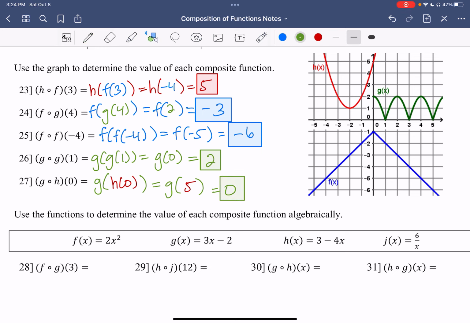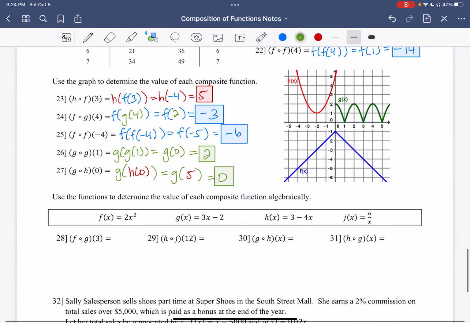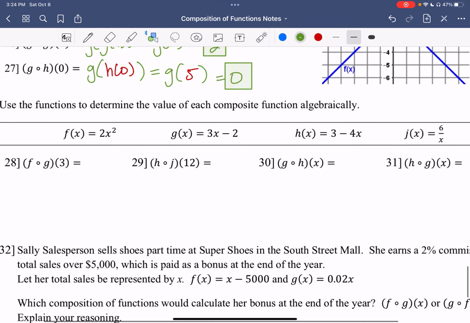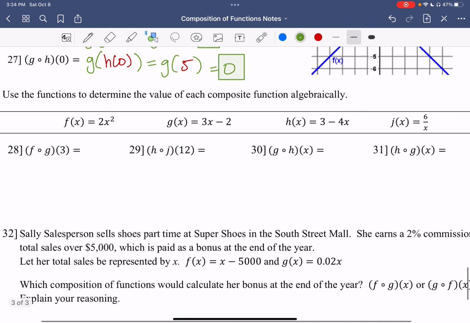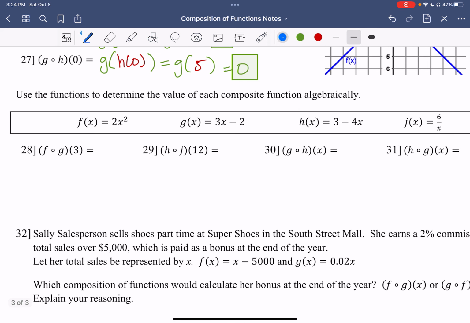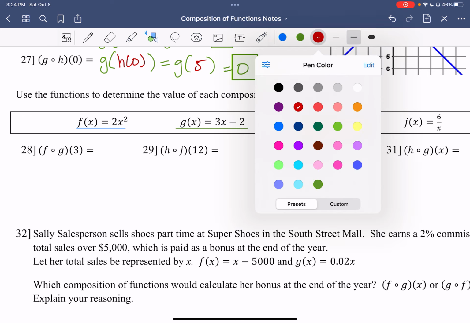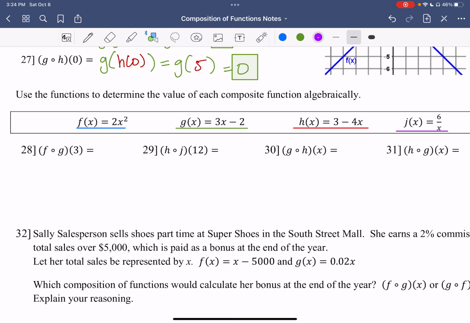Okay, 5, negative 3, negative 6, 2, and 0 are those final answers. Let's practice some algebraic compositions again. So we just did graph, we did table, and now let's do it algebraically. So here we have 4 functions. We have f of x, g of x, h of x, and now we're also going to have j of x. Okay, so the first one, f of g of 3. So remember, 3 is your x value for the g graph. So you're going to go to g, and when you see an x, you're going to plug in a 3.